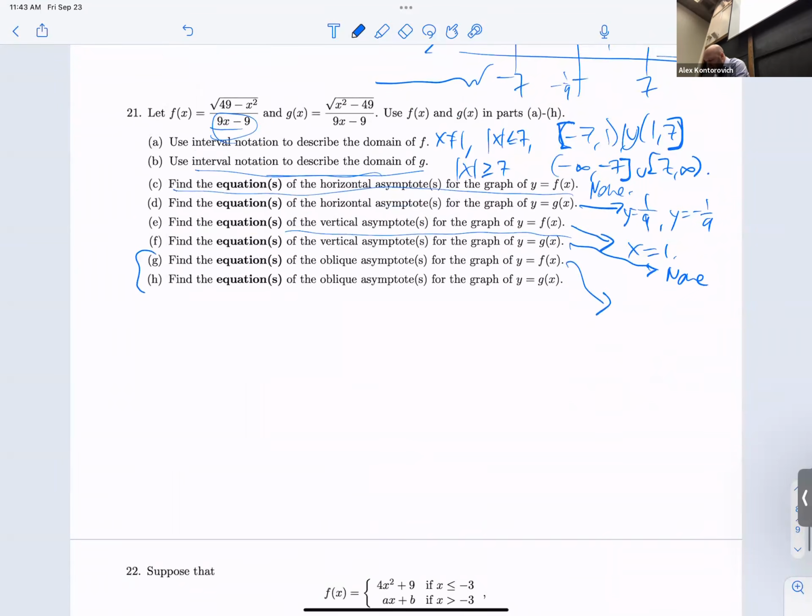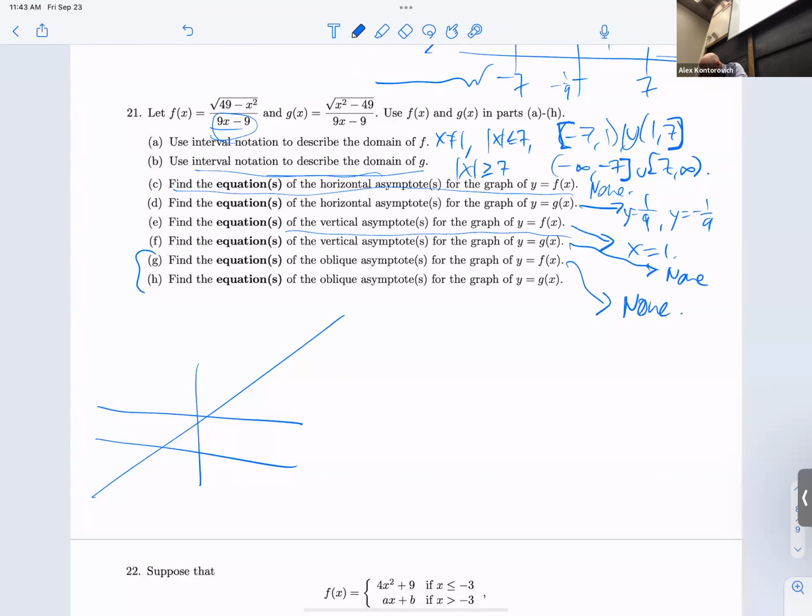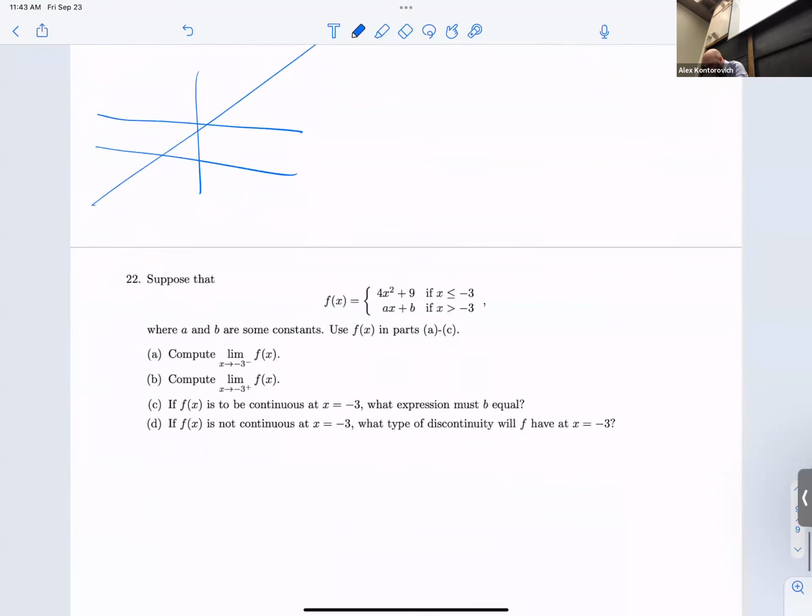First of all, an oblique asymptote, instead of having a horizontal asymptote, is like a line that the thing is approaching. So an oblique asymptote can only exist if you are going out to infinity, and F doesn't go out to infinity. The domain of F is restricted to -7, so this automatically will have none. But part H we're going to come back to in a second.